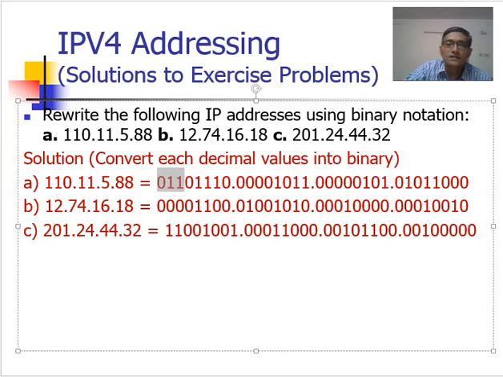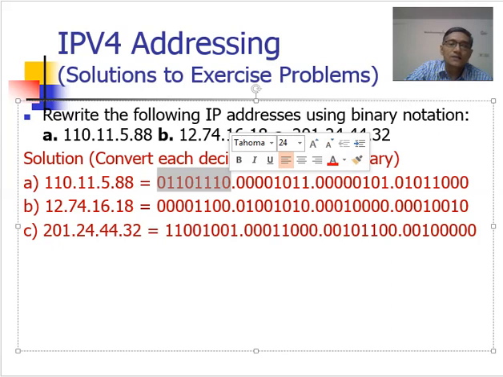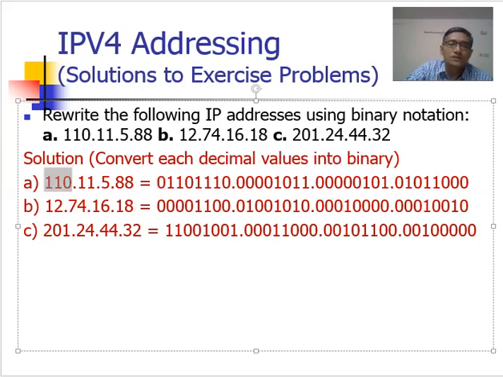This is 01101110, the corresponding binary value for decimal 110. Similarly, 0000 1011 is the binary representation for decimal 11. Similarly, we need to convert each decimal value into equivalent binary with 8-bit representation. So this will give the corresponding answer for you.